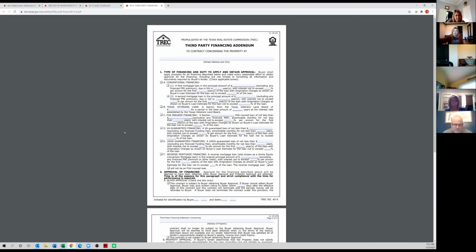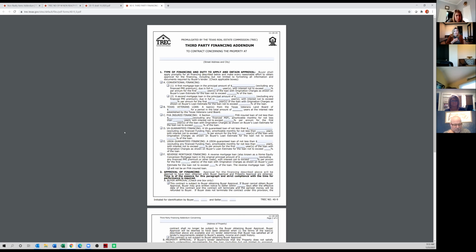Normally that's going to match unless it's a balloon or something like that. Of the loan with origination charges as shown on the buyer's loan estimate for the loan not to exceed 1%, let's say, of the loan. Then I'm totally done with paragraph 1, the whole paragraph 1. I don't have to put anything else in there.